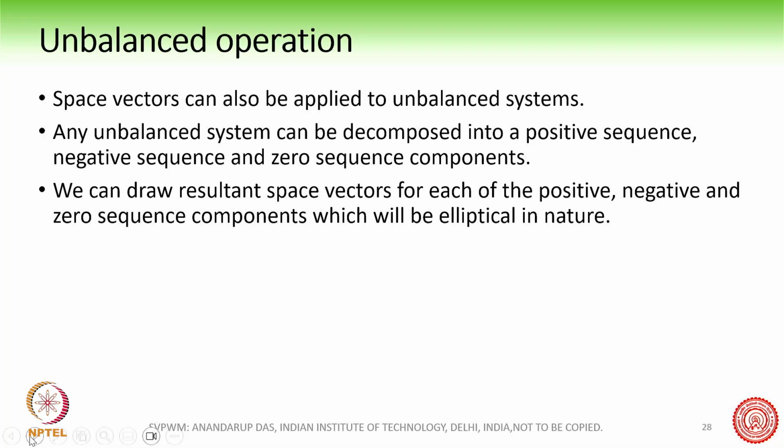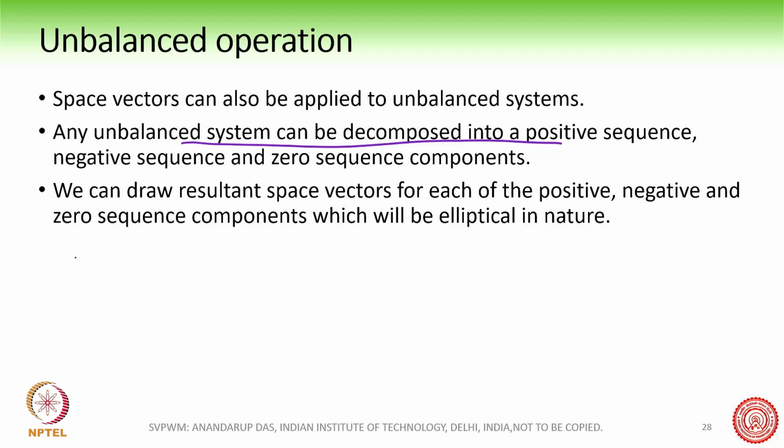So when we have an unbalanced system, we can decompose it into positive sequence, negative sequence, and zero sequence components. As I told you, space vectors are generalized. So what happens then? The space vector becomes elliptical in nature. I'll give you a small example.